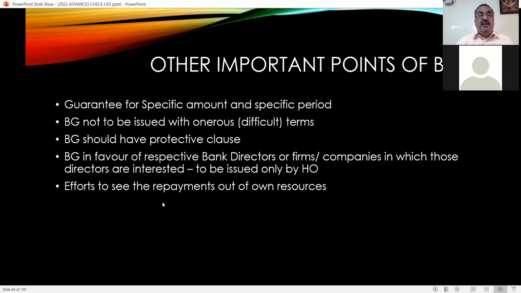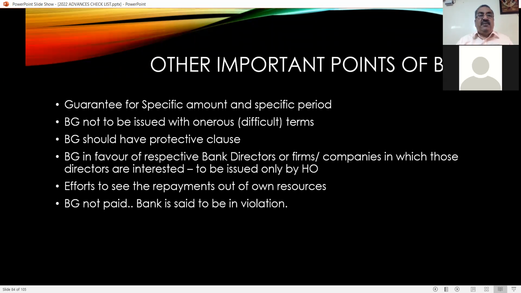And efforts to see the repayments out of their own resources. So this is a very important thing, because bankers are ready to issue the bank guarantee because they are getting the commission. And if the party, after making the payment, that is the borrower, has to repay the loan to the banker, they will see the real source.